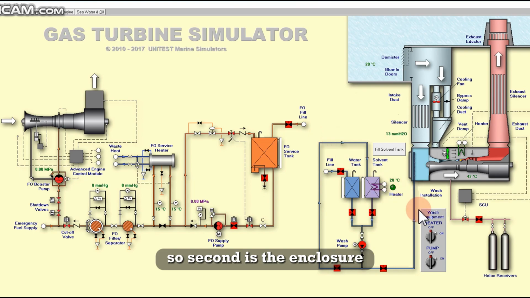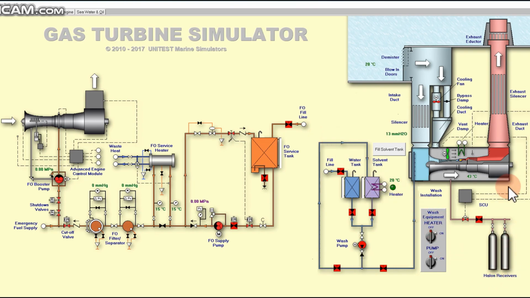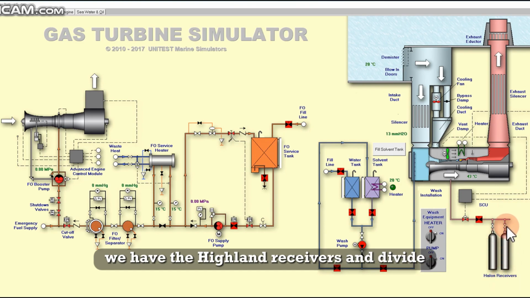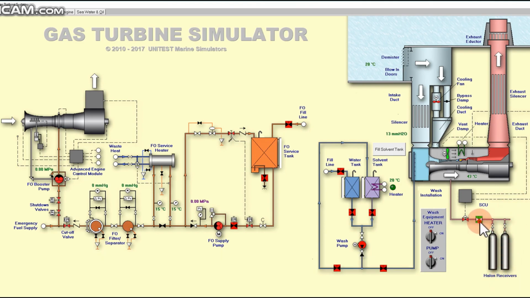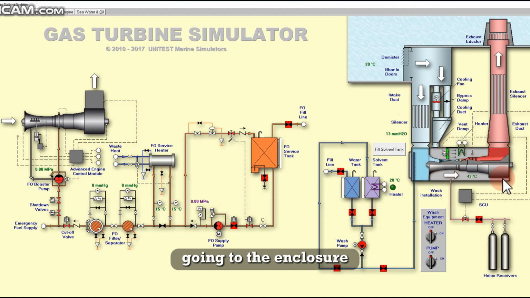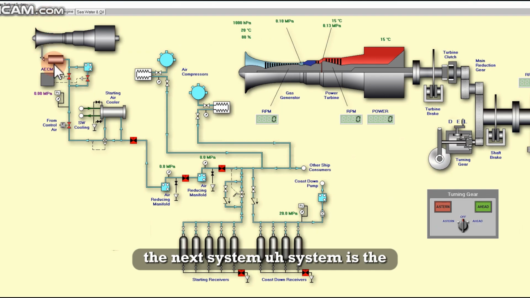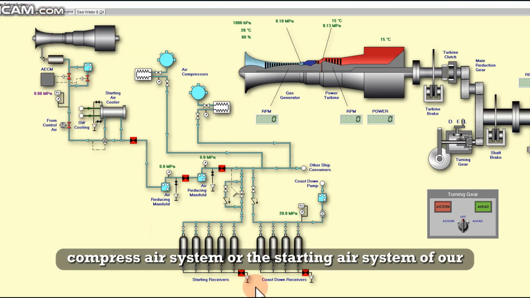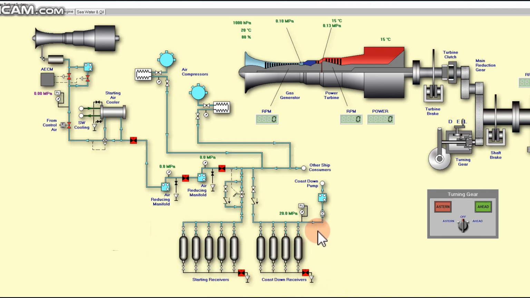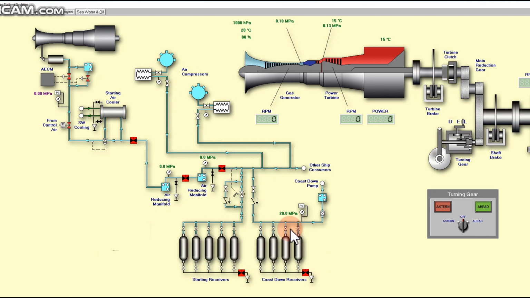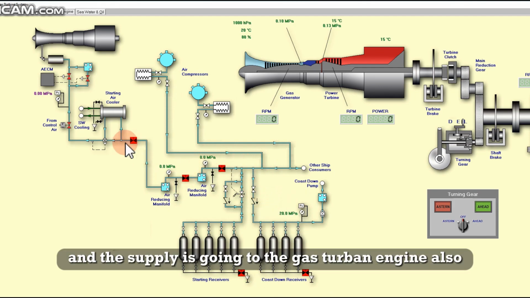Second is the enclosure. We have the enclosure system here. We have the halon receivers and the valve going to the enclosure. The next system is the compressed air system, or the starting air system of our engine. We have the starting air receivers, and the supply is going to the gas turbine engine also.